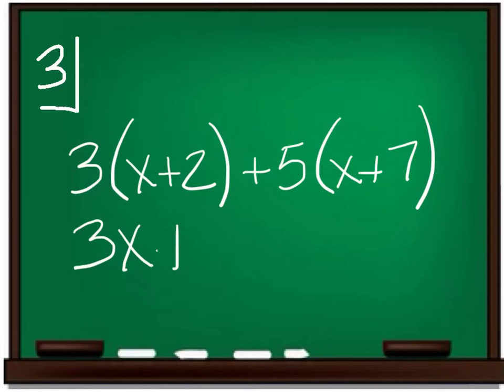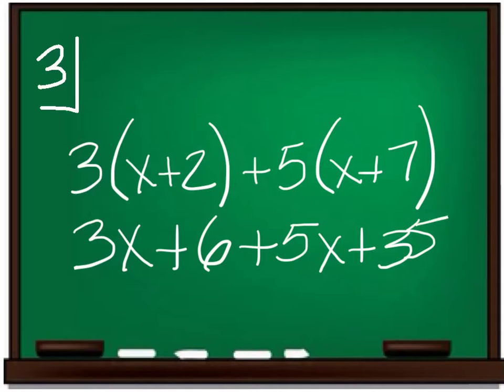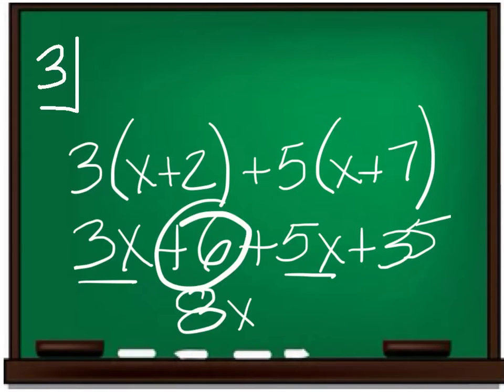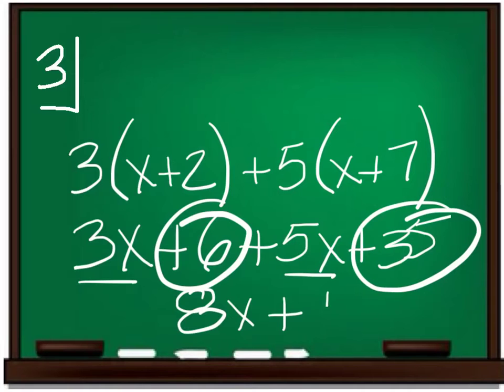This should be 3x plus 6 plus 5x plus 35. And 3x plus 5x is 8x. 6 plus 35 is 41.